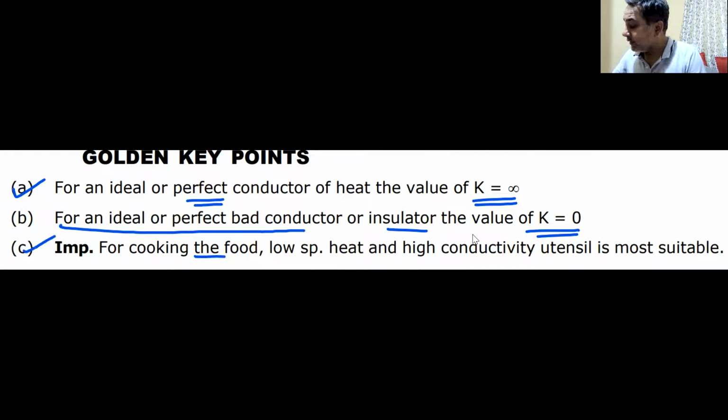For cooking the food, low specific heat and high conductivity. Your utensil should get heated up very quickly, that means low specific heat. If it takes a lot of time to heat it up, you will be wasting a lot of cooking gas on heating the body. So it should have low specific heat and high conductivity.